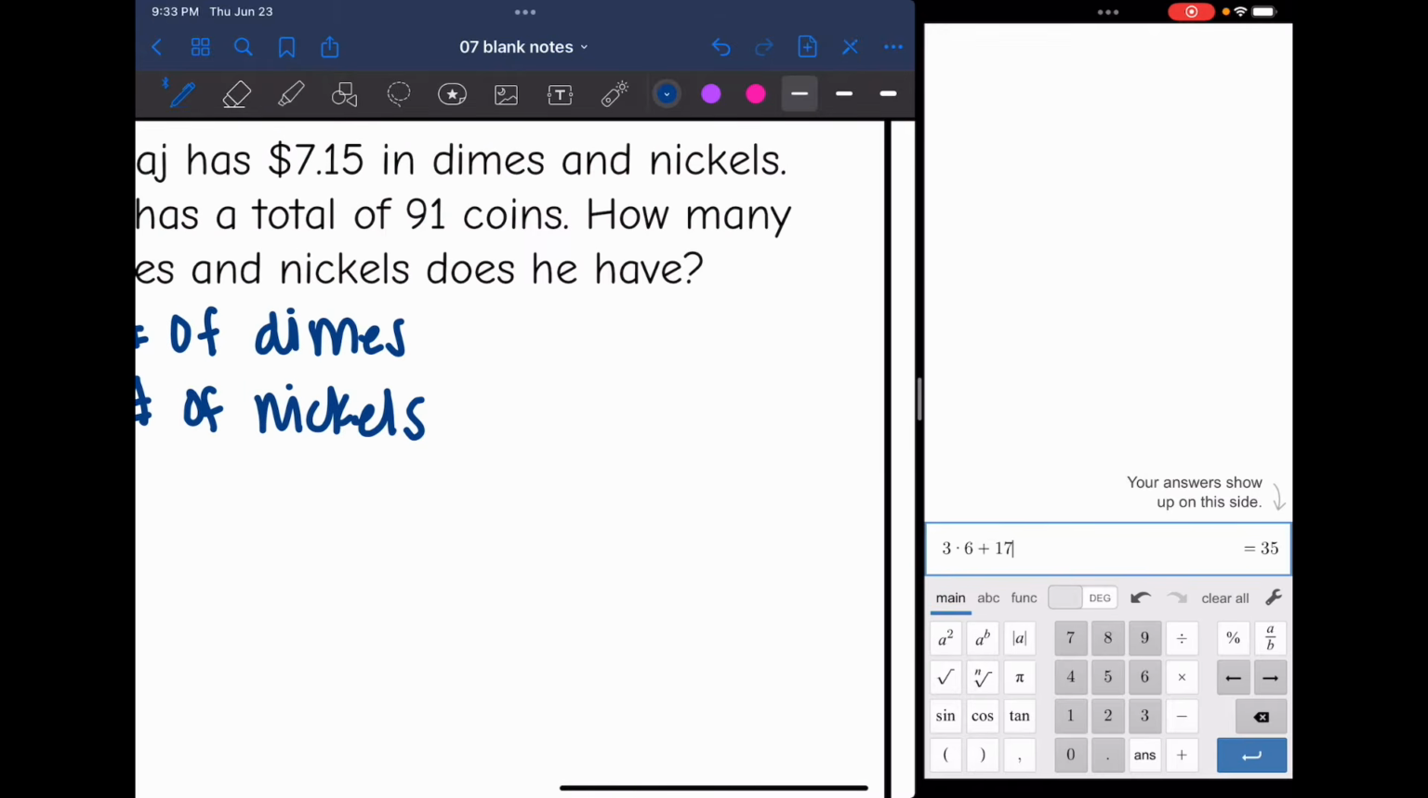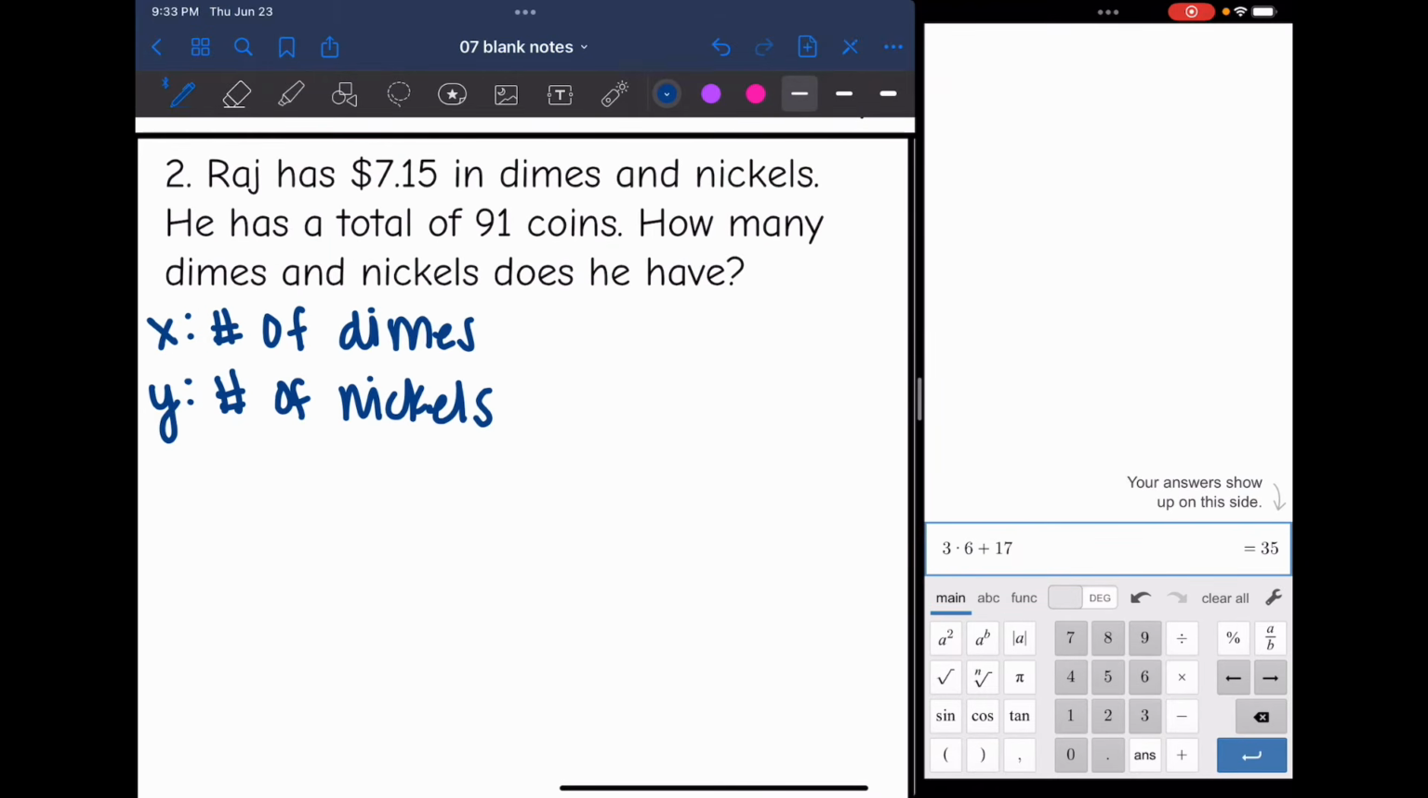Okay, now I'm going to see if I can write my system. So it says he has $7.15 in dimes and nickels. So x is the number of dimes. We need a cost equation. A dime is 10 cents. So I'm going to put 0.10x plus, nickels are 5 cents, so 0.05y, and the cost of them is $7.15. And then the coins in total is 91. So the number of dimes and the number of nickels is 91. So there is our system.